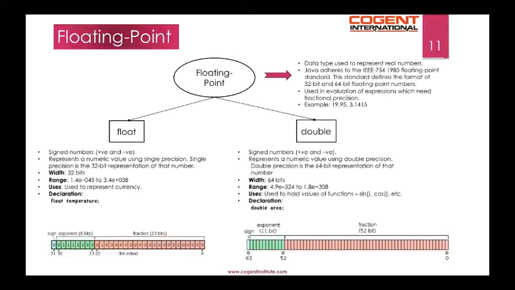So in 32 bits, the most significant bit is the sign, the next 8 bits represent the exponent, and the remaining 23 bits represent the fraction.